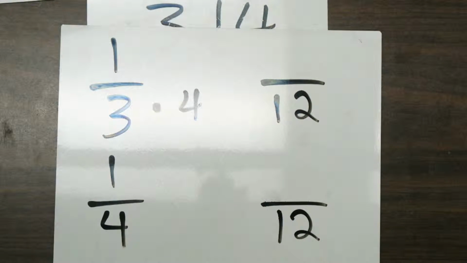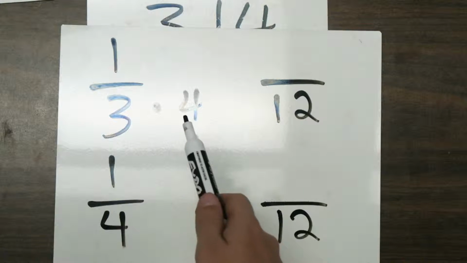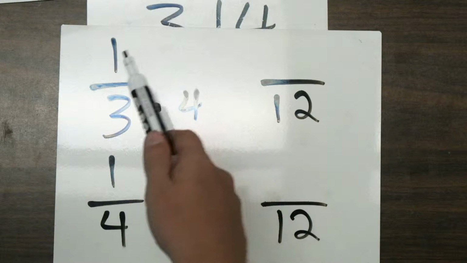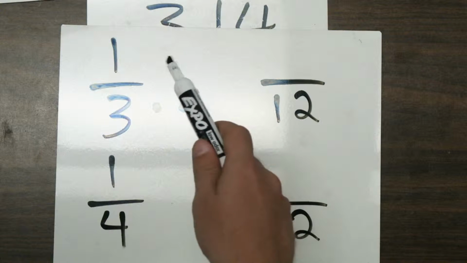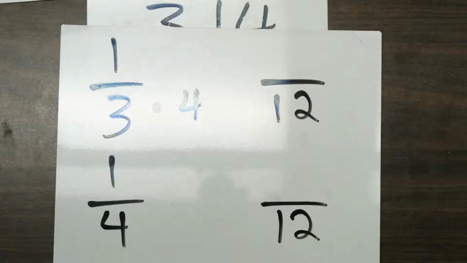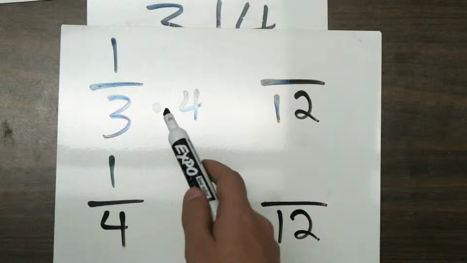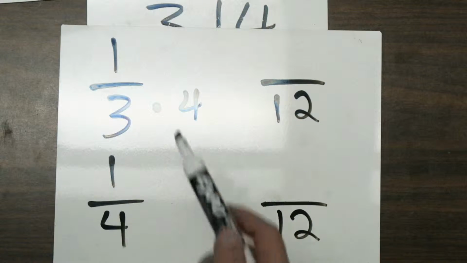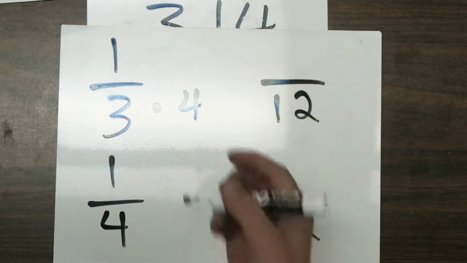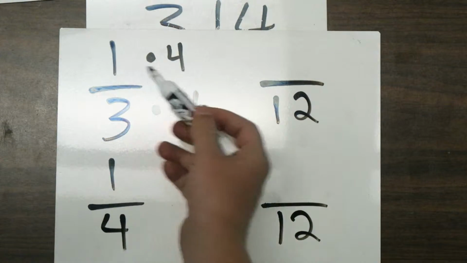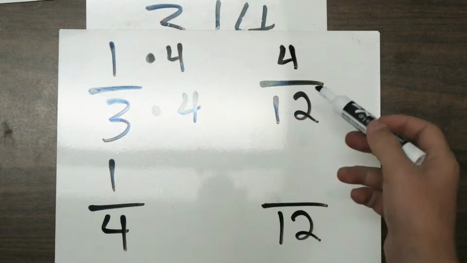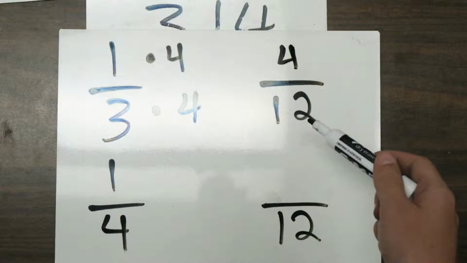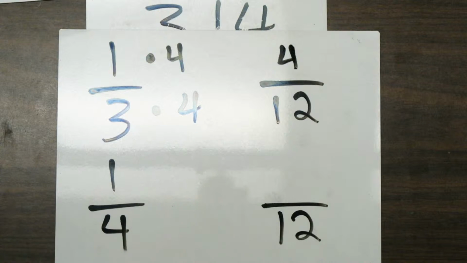Now here's an important rule for creating equivalent fractions. Whatever I do to the bottom number, I also have to do to the top number. This also works vice versa. Whatever I do to the top number, I also have to do to the bottom number. In this case, I'm multiplying the bottom number by 4, so I need to multiply the top number by 4. 1 times 4 gives me 4. So we're saying that 4/12 is the same thing as 1/3.